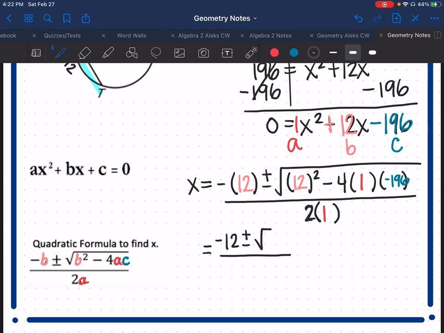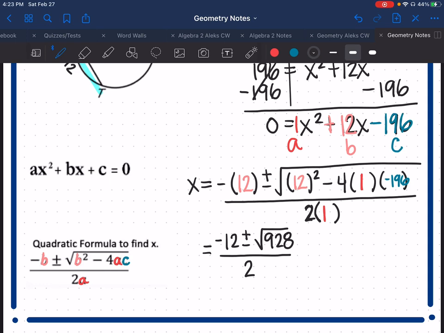And then what we're going to do is go into our calculator and put just this part that I'm circling. So we're going to put 12 squared minus 4 parentheses 1 parentheses negative 196. We're going to put that all in and we're going to get 928. And on the bottom we have 2 times 1, 2.